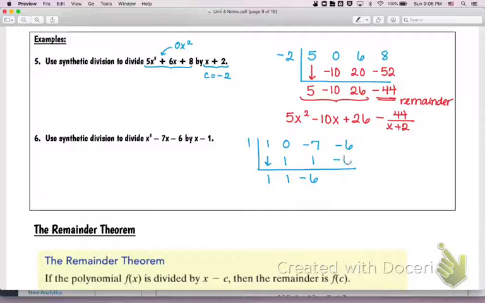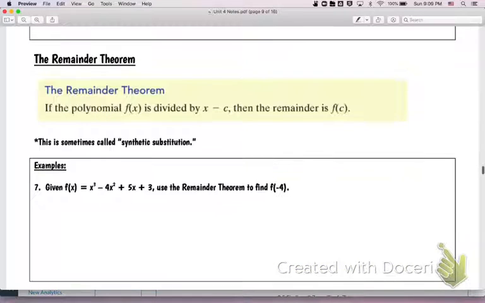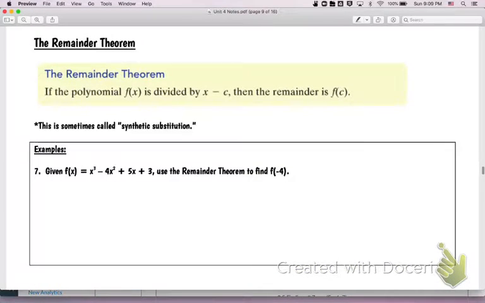-6 times 1 is -6. Add the column to get -12. And so our answer should be x squared plus x minus 6 minus 12 over x minus 1. And that's what we get. So this is a much, much quicker way than long division if you're allowed to do it. And you have to make sure that you know when it is appropriate to do it and when it is not.